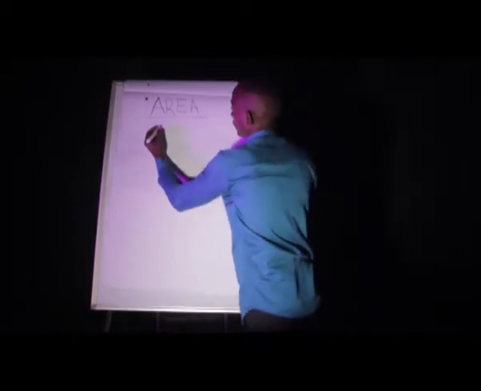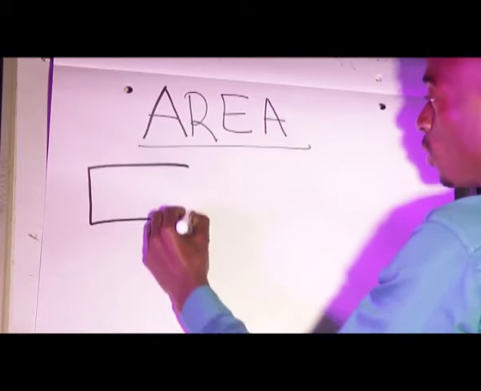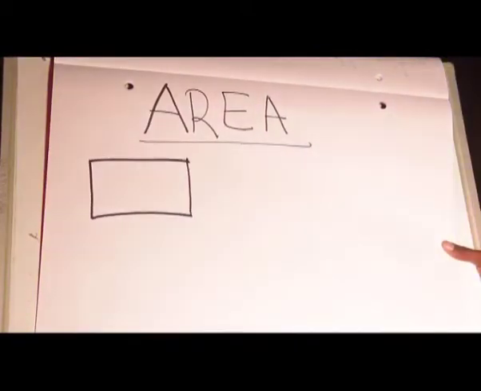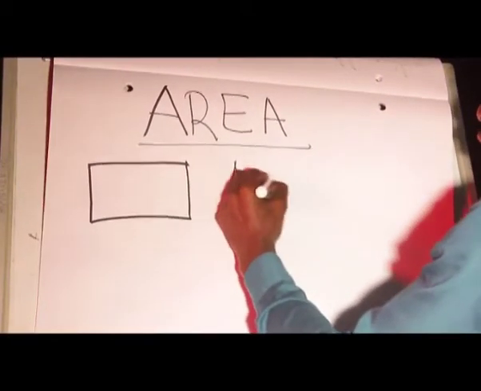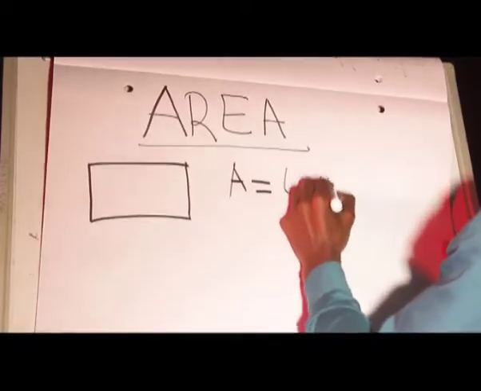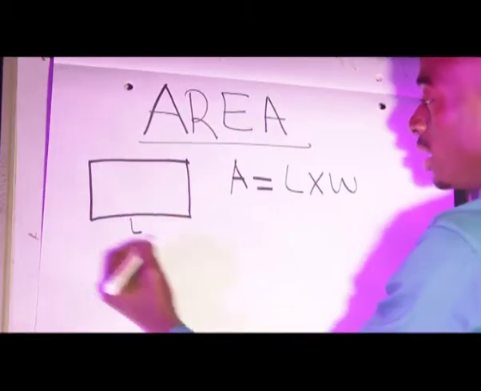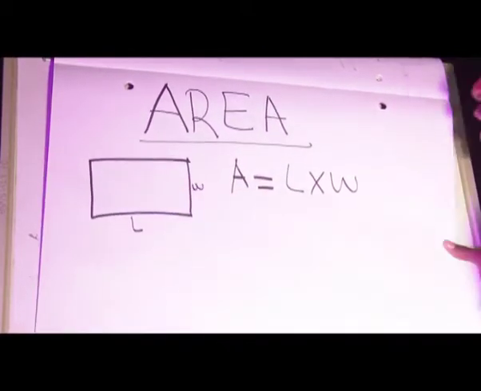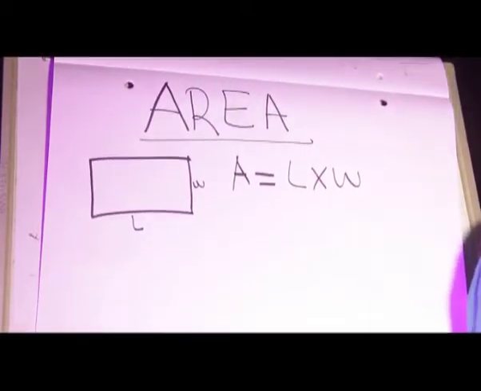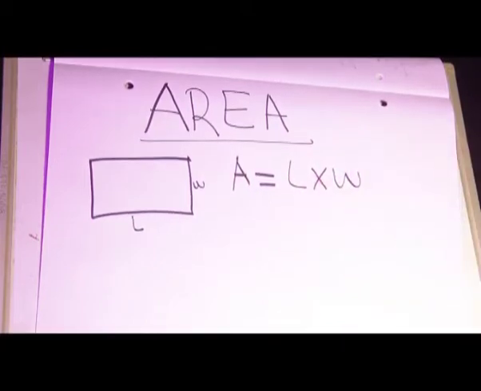Maybe rectangle. We know that a rectangle is in this format. So the area of a rectangle is equal to length times width. And we know that in a rectangle, down here is where the length is and here is the width. So when we're looking for the area of a rectangle, we get the length times the width.